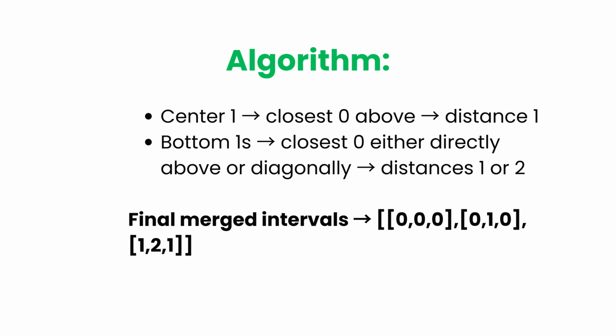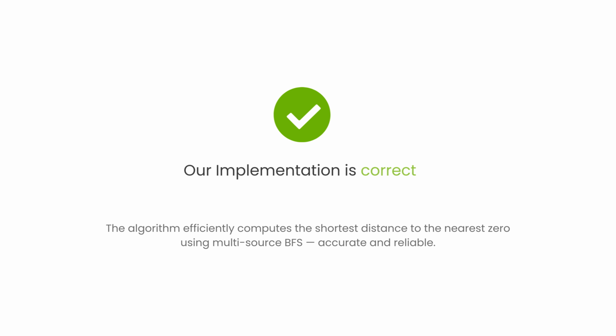Center 1, closest 0 above, distance 1. Bottom one's closest 0 is either directly above or diagonally, distances 1 or 2. Final distance matrix: 0, 0, 0, 0, 0, 1, 0, 1, 2, 1. The program outputs 0, 0, 0, 0, 0, 1, 0, 1, 2, 1, matching the expected result. The algorithm efficiently computes the shortest distance to the nearest 0 using multi-source BFS, accurate and reliable.